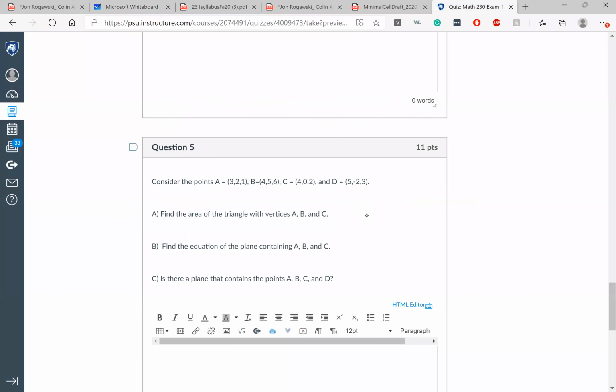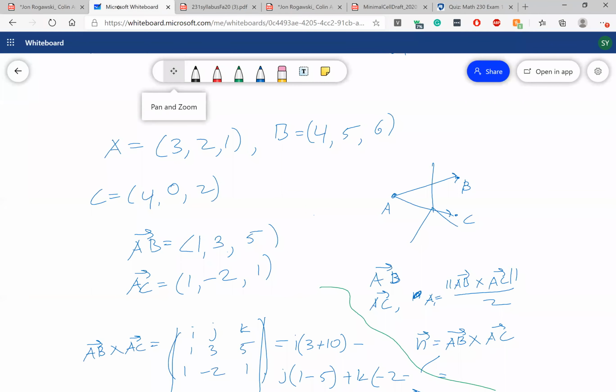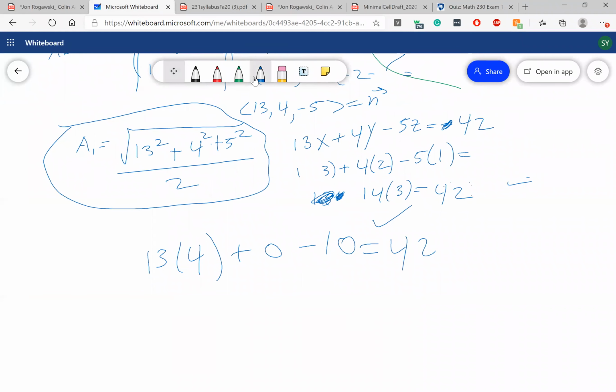Okay, so then the last question over here is they ask, is there a plane that contains the points A, B, C, and D? So we know the plane that contains A, B, and C. So now we just need to check whether it contains D. Because there's only one plane that contains A, B, and C, unless they were lying on the same line, which they're not. So there's only one plane that contains these, and we found it, so now we want to see if D is also contained by that same plane, and if it's not, then the answer is no.